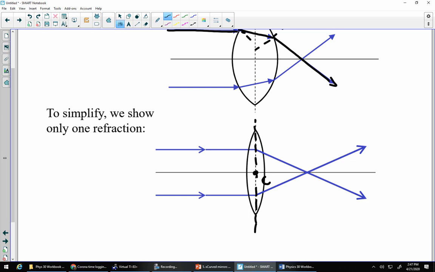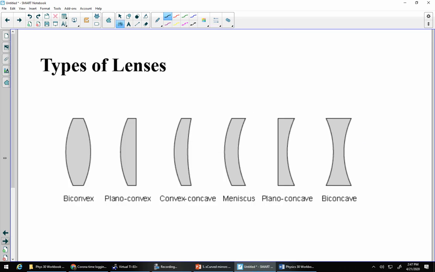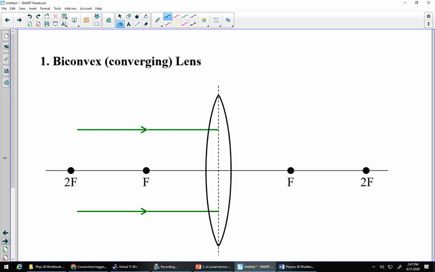So oftentimes we see that as O for optical center. That's just in the dead center of the lens. And we line things up with that, and then they bend, in this case, if it's converging, towards the principal axis. So there are tons of different types of lenses. We're going to focus on convex, technically biconvex and biconcave. So that means both sides are concave or both sides are convex. But just know that there are a ton of different lenses that do a ton of different things.